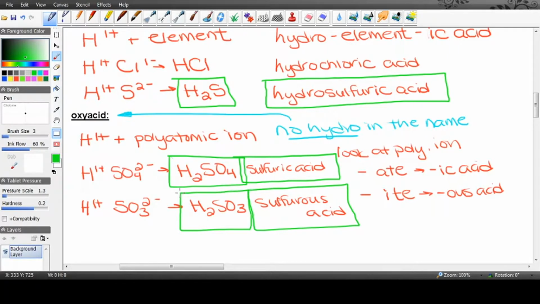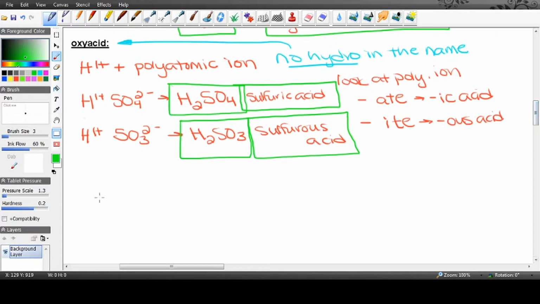Let's see if you guys can go backwards on a couple of these. What if I gave you the name chloric acid and chlorous acid? Well, first of all, we know that these have hydrogens in them because they're acids. So we have a hydrogen with a 1 plus at the front no matter what. So put that down always. Whether it's a binary acid or an oxyacid, it's got a hydrogen with a 1+ charge in the front.